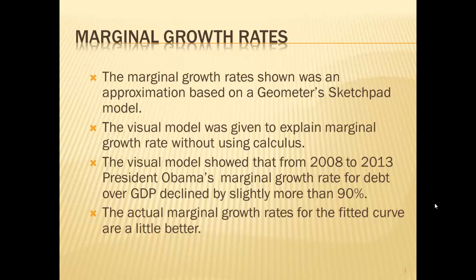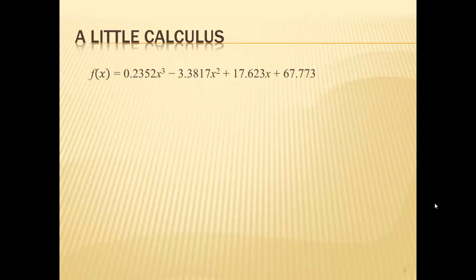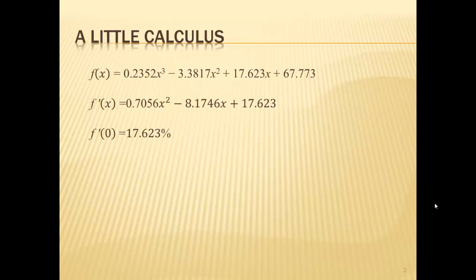The actual marginal growth rates for the fitted curve are a little bit better, and we can see this by using a little bit of calculus. This is the curve that we fitted to President Obama's debt to GDP ratio over the first 5 years of his term. When we take the derivative, we get this function. When we evaluate that derivative at 0, in other words, at the beginning of President Obama's term, we get a debt to GDP ratio growth rate of 17.623%, which is rather stunning. This is also the marginal growth rate of the debt to GDP ratio at the end of President Bush's administration.